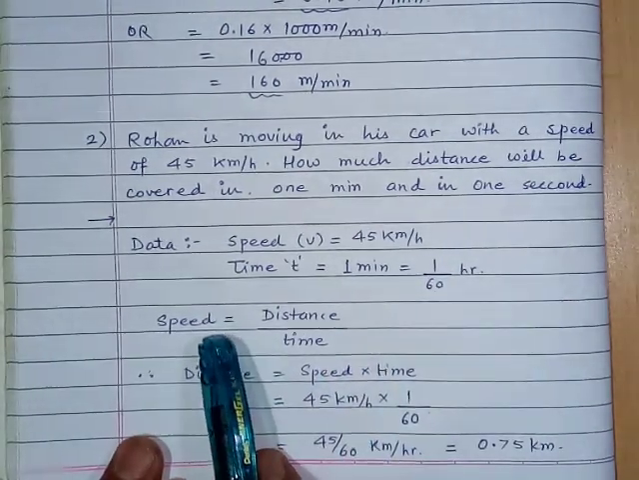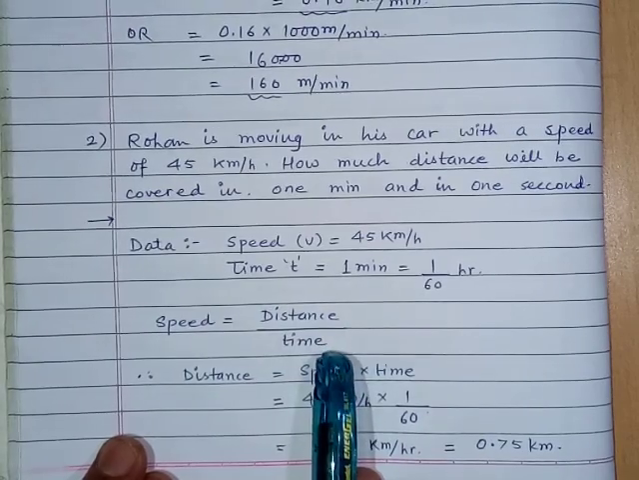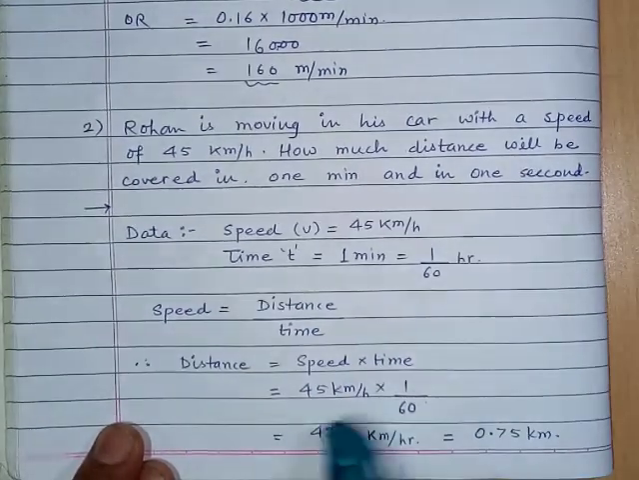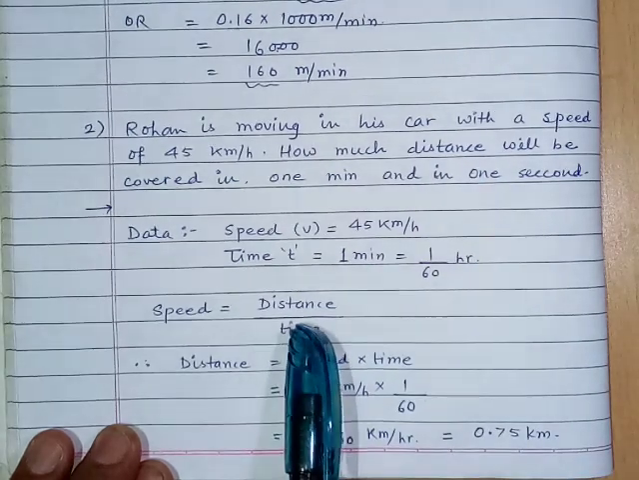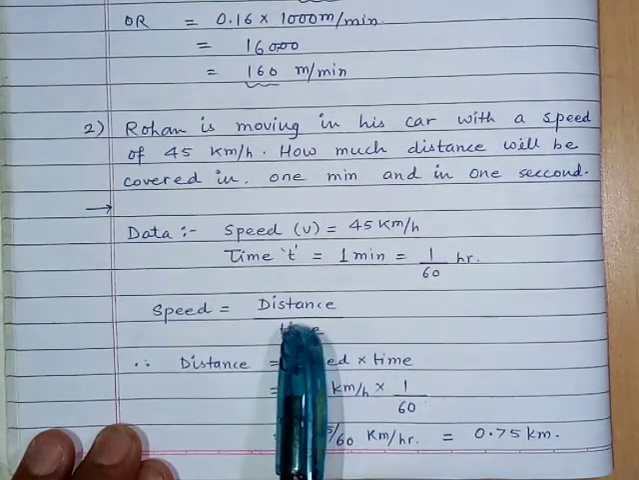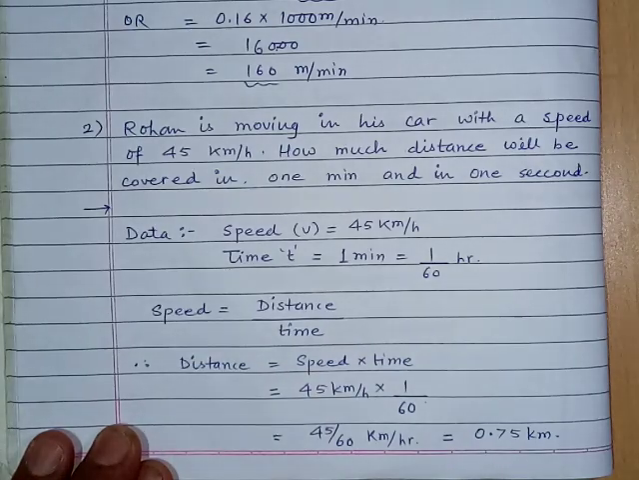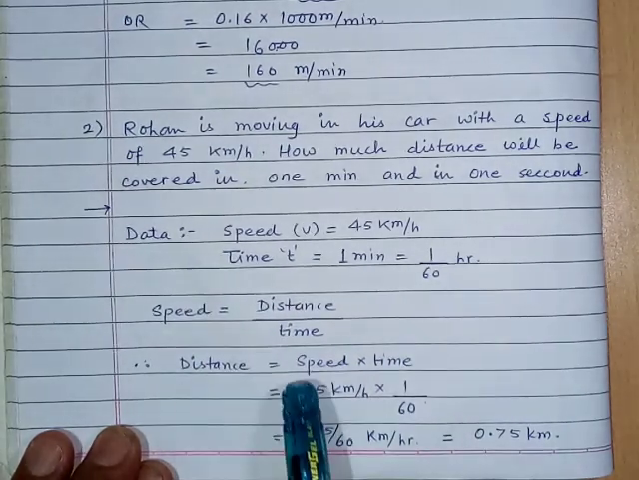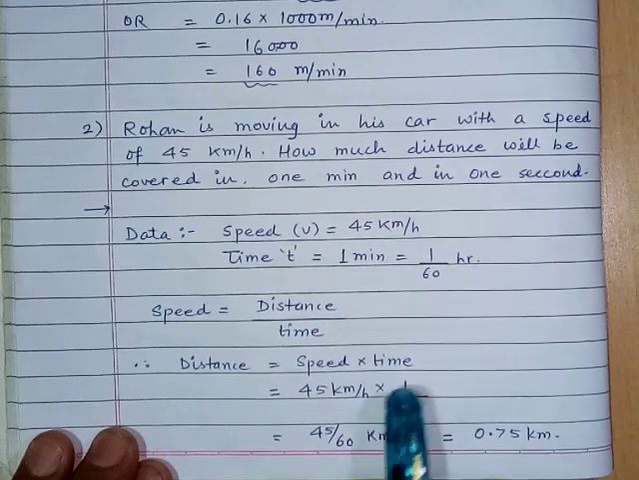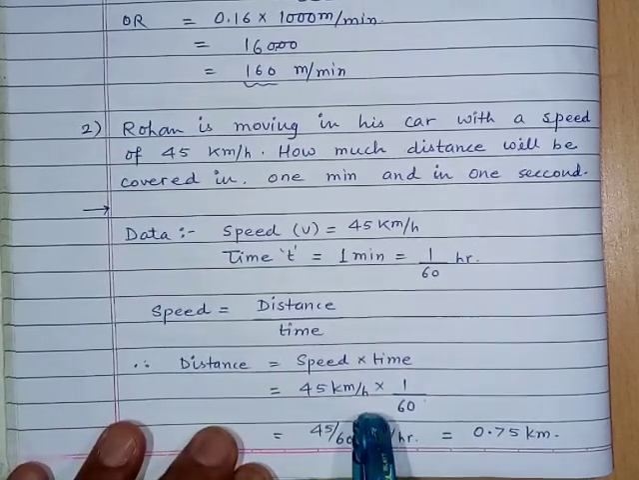So here I know that speed is equal to distance divided by time. How can I express this? Now I know that I have to calculate the distance, so I will convert this formula in terms of distance. The same formula can be written, by cross multiplication, as distance is equal to speed multiplied by time. So speed I already know, 45 km per hour.